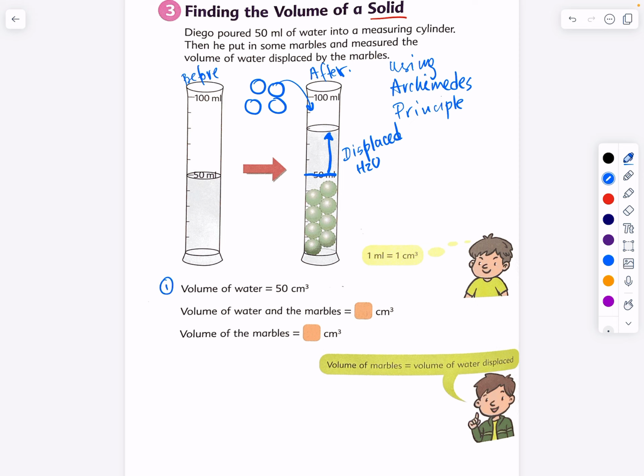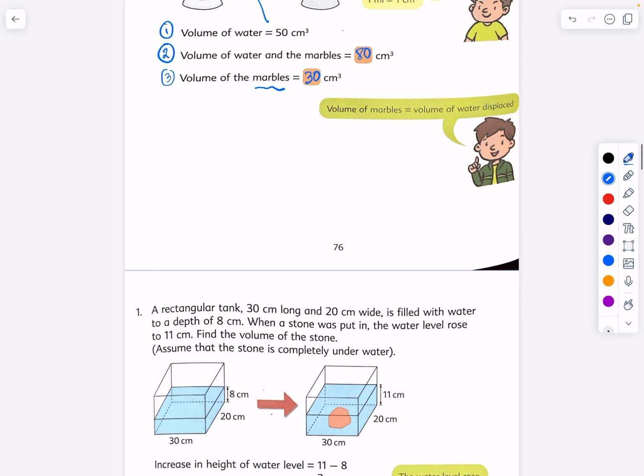So, step one, before we had a volume of the water that is 50 cubic centimeters. Now think of it as a movie. Volume of water and the marbles is now 80 cubic centimeters. So what happened? Volume of the marbles alone must be 30 cubic centimeters. The volume of 1, 2, 3, 4, 5, 6, 7, 8 marbles is 30 centimeters cubed because that is exactly the volume that was displaced after they were placed inside the beaker.